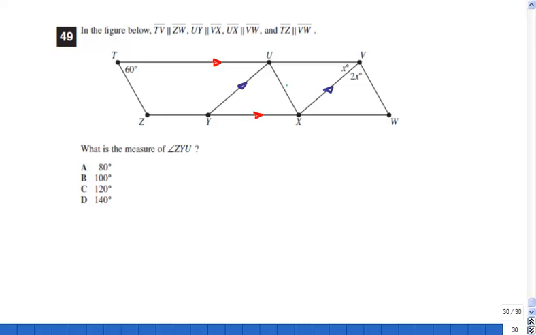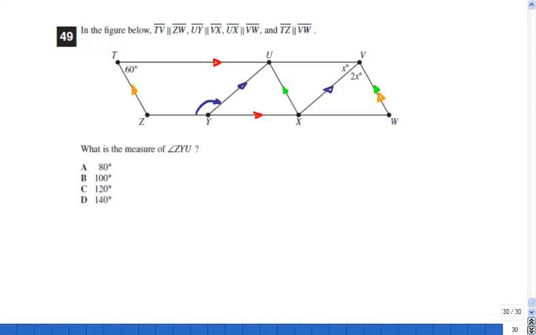UX and VW are also parallel. Okay, and TZ and VW are also parallel. All right, what is the measure of angle ZYU? Okay, so tell me what is the measure of this angle here. Let's call it X. No, maybe X doesn't work. Let's not call it anything yet.